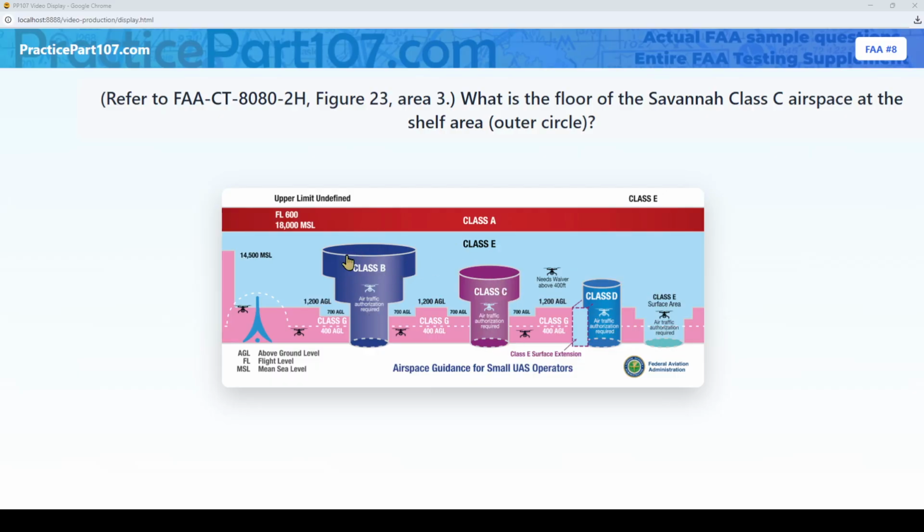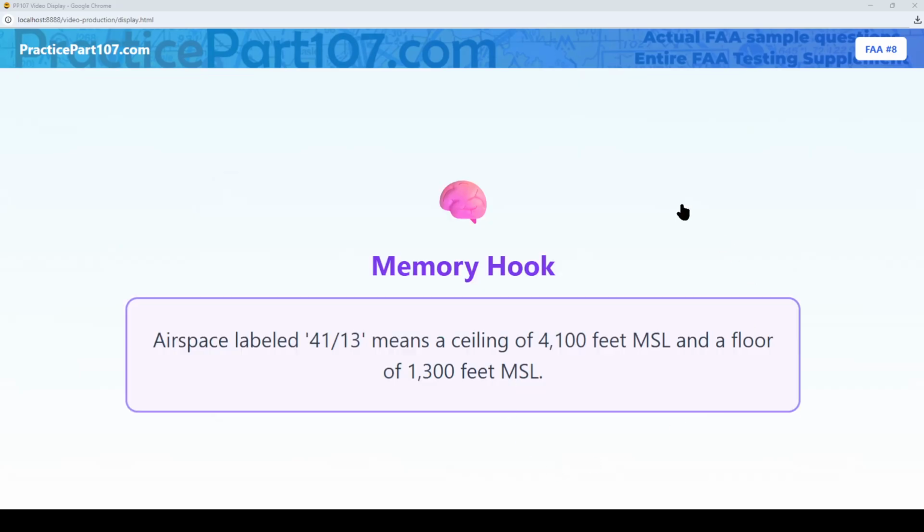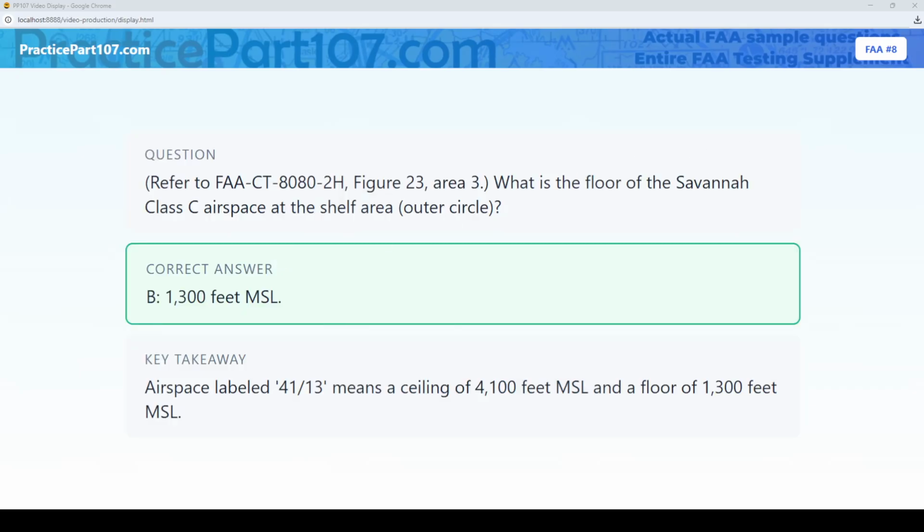There's a similar thing here. In Class B, it gets even more busy on the screen. Airspace labeled 4113 means 4100 feet MSL on the top, the ceiling, and the floor of that circle is 1300 feet MSL.